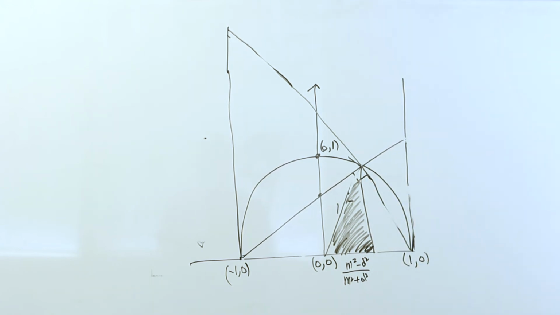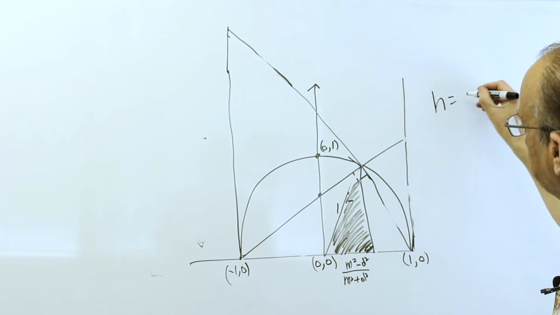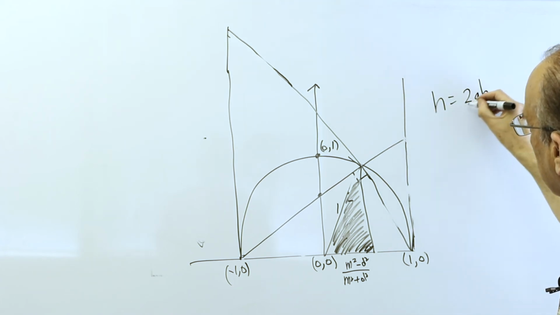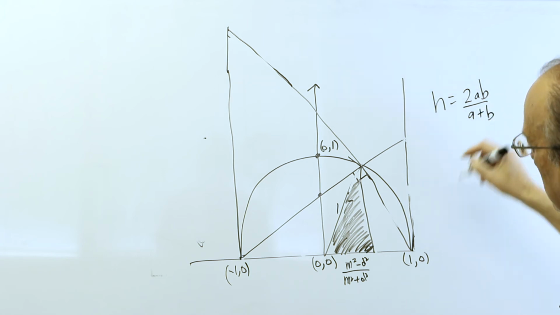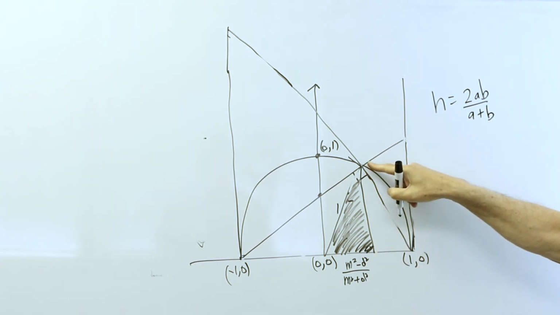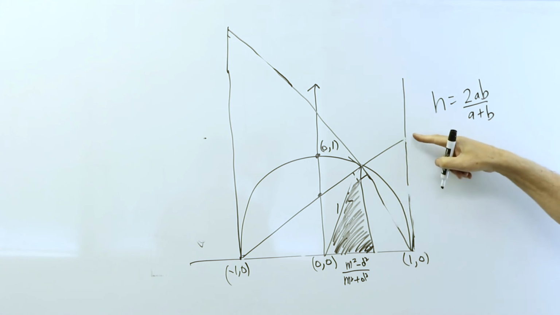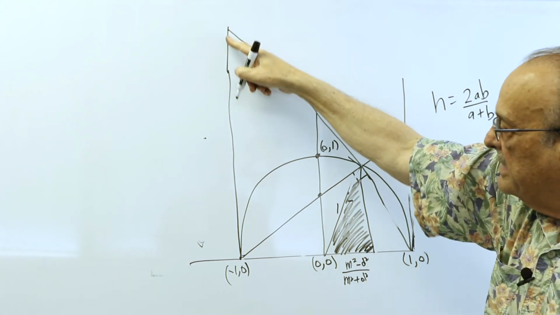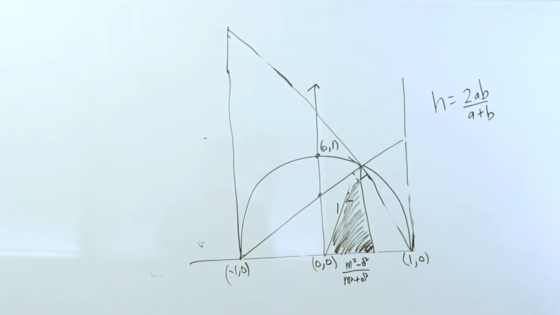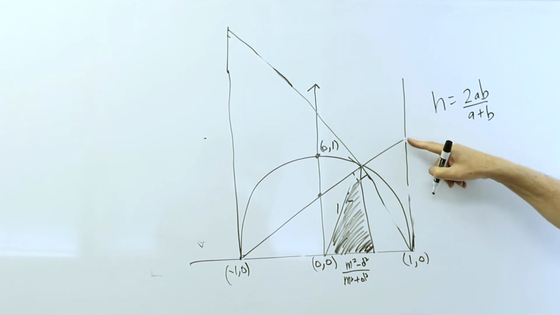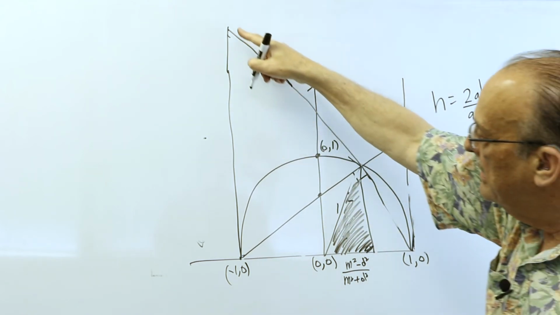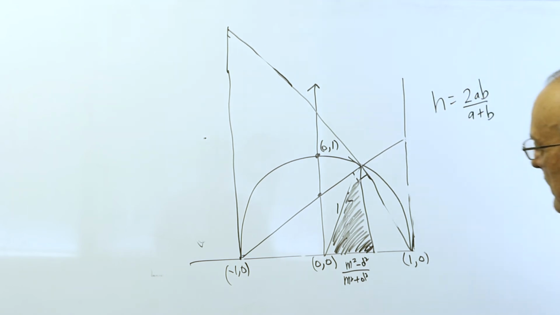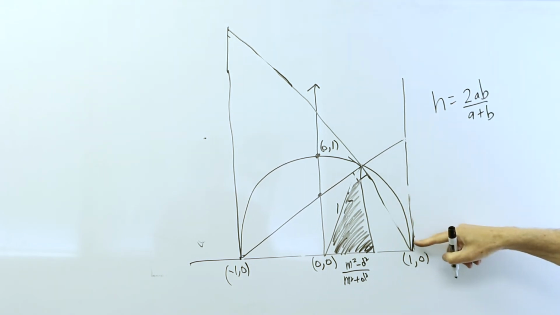To do that, we could use the Pythagorean theorem, but another possibility is to use something called the harmonic mean. And the harmonic mean has a formula that's equal to 2ab over a plus b. This height will be related to this height and this height. It'll actually be half the harmonic mean of this distance and this distance. So we need to find this distance.